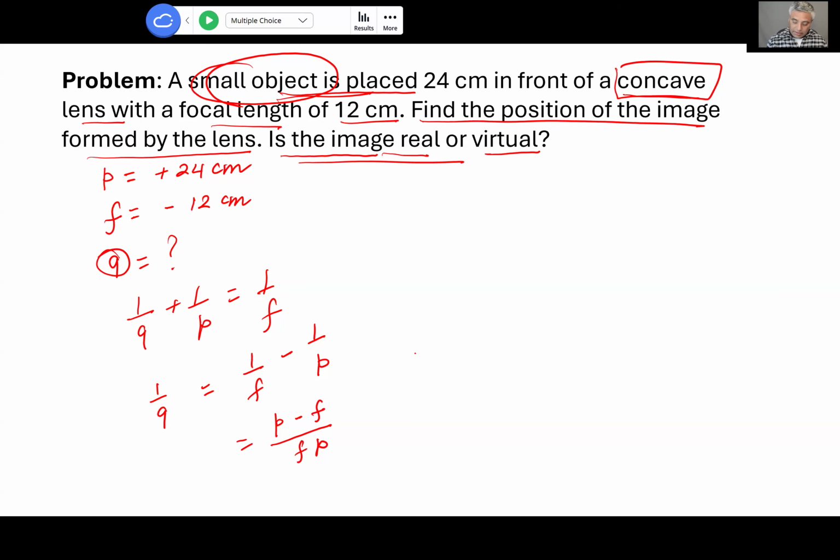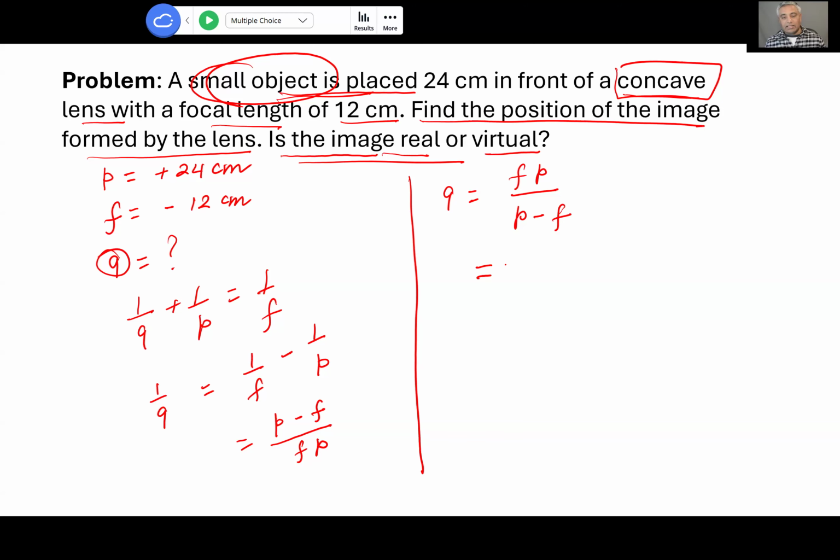Okay, and if going from here to here is too much for you, feel free to plug in numbers. So now that's 1 over Q, so Q is going to be Fp over P minus F. So now we have to be careful.